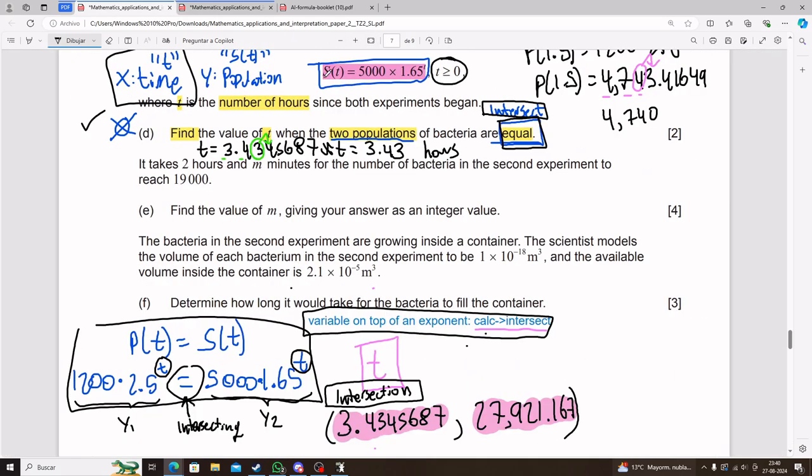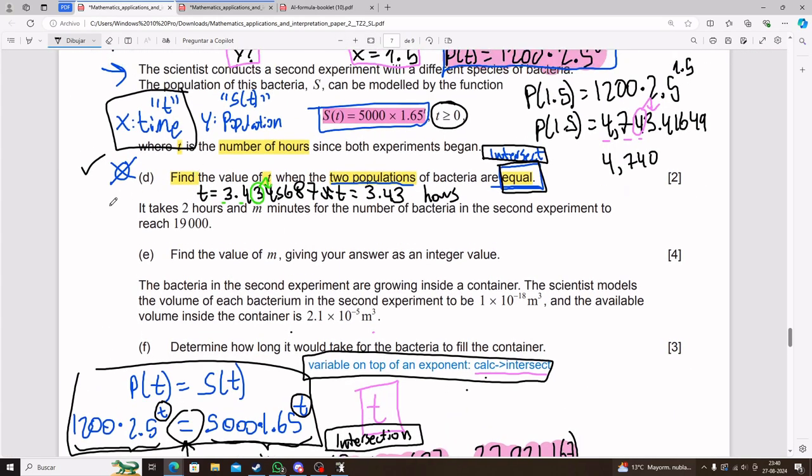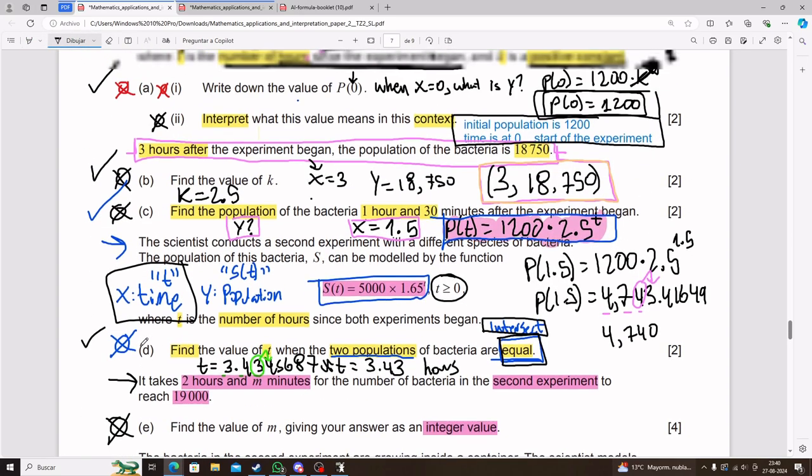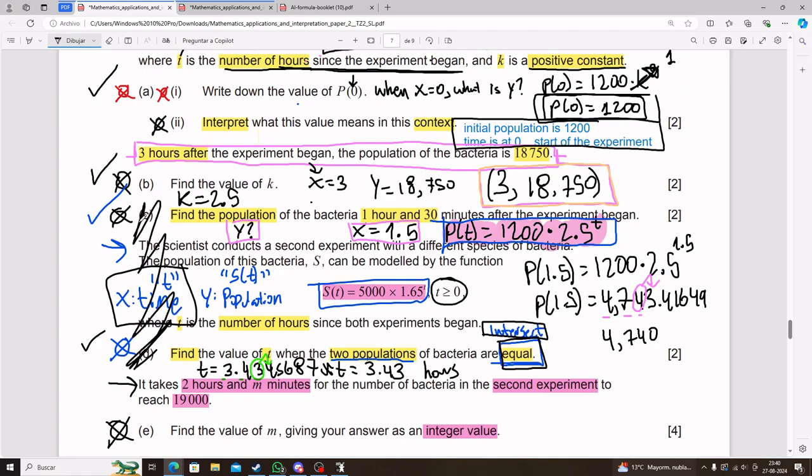All right, only 2 more parts, you guys. Hang in there. Then they tell us that it takes 2 hours and m minutes for the number of bacteria in the second experiment to reach 90,000. And through this, for part E, we need to find the value of m, giving your answer as an integer value. The first observation I'm going to make is that for part E, you need nothing from part D, nothing from part C, nothing from part B, nothing from part A.